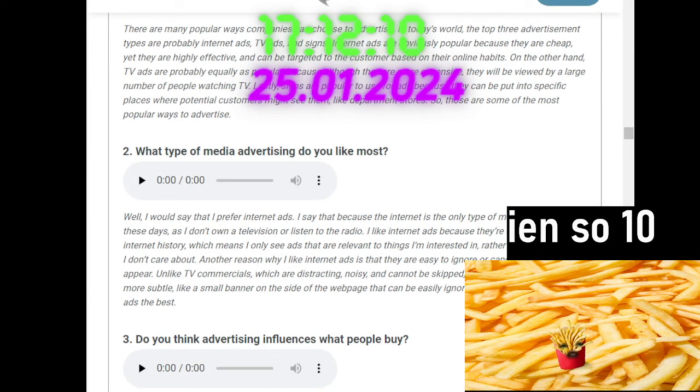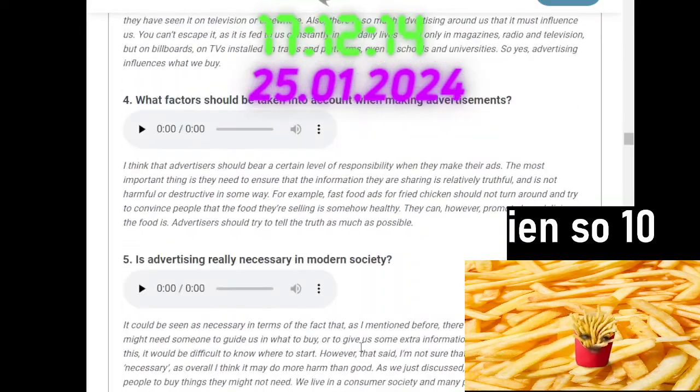Okay. The next question is the first question. What factors should be taken into account when making advertisements?